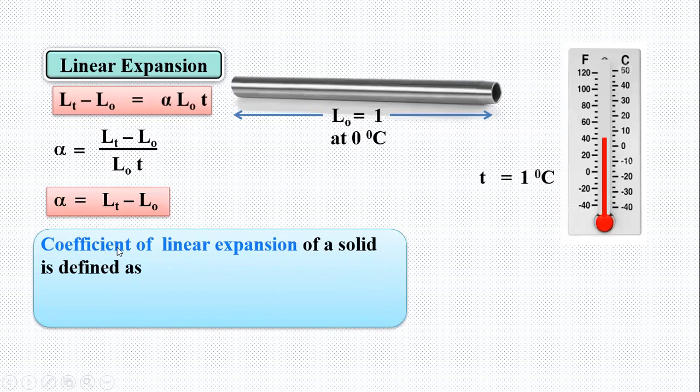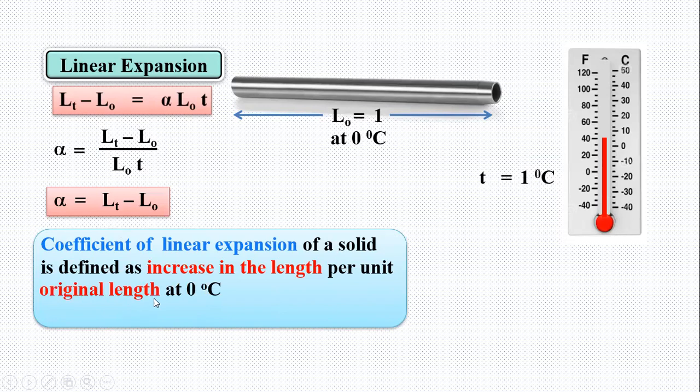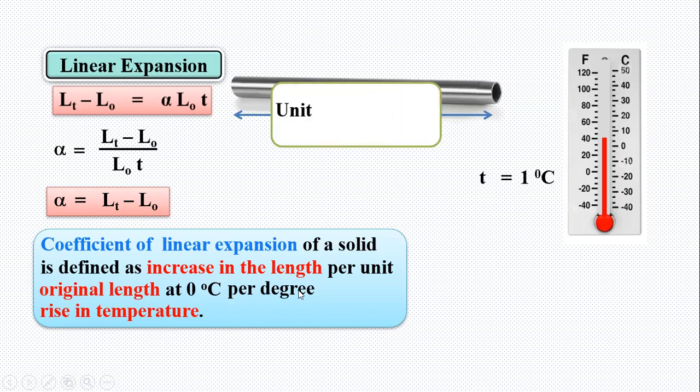So coefficient of linear expansion of solid is defined as, yes, it is the increase in length per unit, कारण length आपण unit घेत आहोत, ओरिजिनल लेंथ ऍट 0 डिग्री सेल्सिअस, आणि राइज इन टेम्परेचर आपण युनिटच घेतला होता, त्यामुळे पर डिग्री राइज इन टेम्परेचर. डिअर स्टुडंट्स, ही डेफिनेशन तुम्हाला पाठ पाहिजे. कोएफिशियंट ऑफ लिनियर एक्सपान्शन ऑफ अ सॉलिड इज डिफाइंड एज इंक्रीजिंग द लेंथ per unit original length at 0 degree Celsius per degree rise in temperature.